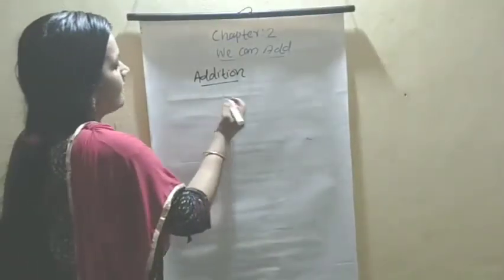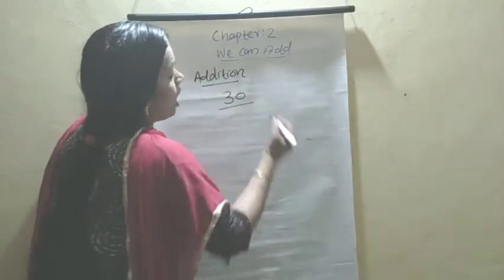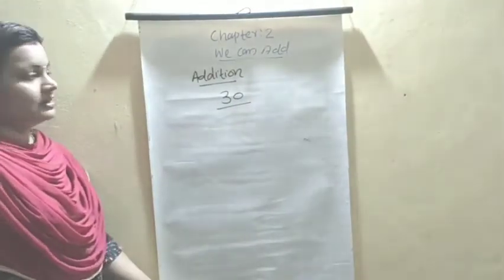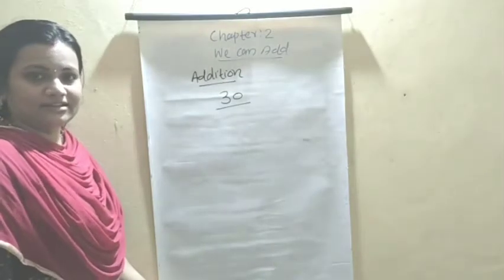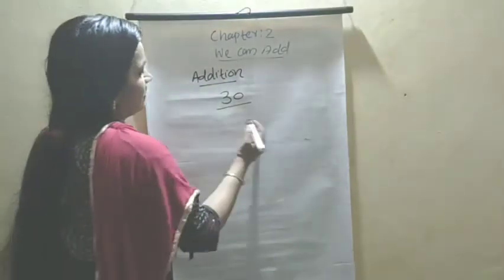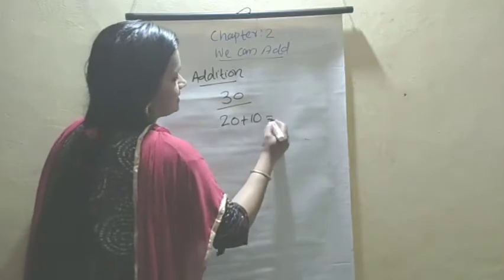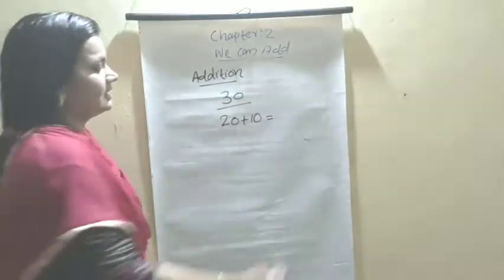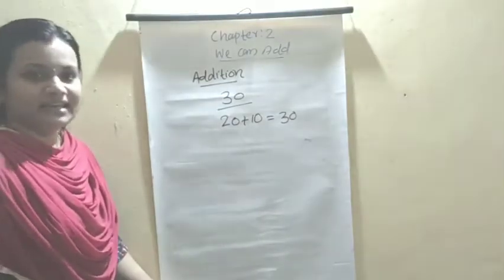How many such pairs did you get in 30? Have any idea how to write it? Then first pair, I will write the first pair. First one is 20 plus 10. What is 20 plus 10? 30.